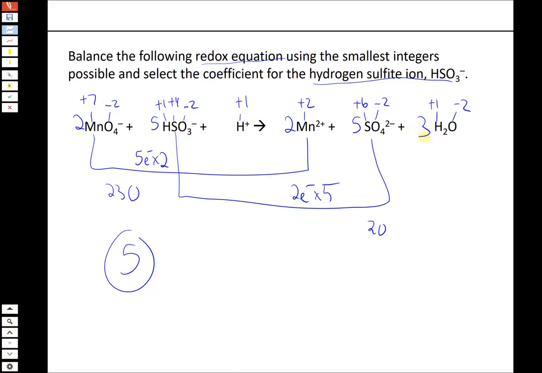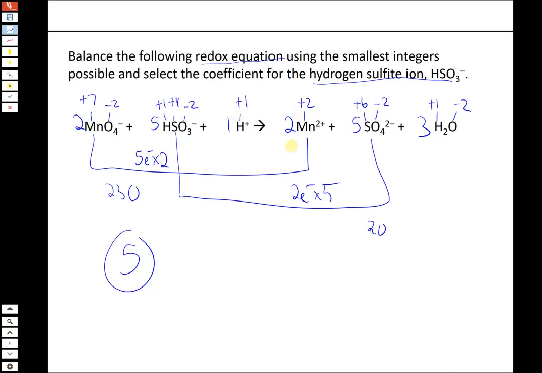And then if we have 3 waters, we need to have how many H pluses? Well, we have 6 over here. We already have 5 from there, so it's just going to be 1 H plus. So that should be balanced like that. I'd have to double check oxygen and H plus to make sure I didn't mess anything up there, but it should be 23 oxygens on each side. 5 times 4 plus 3, 6 H pluses. So I think we're good.